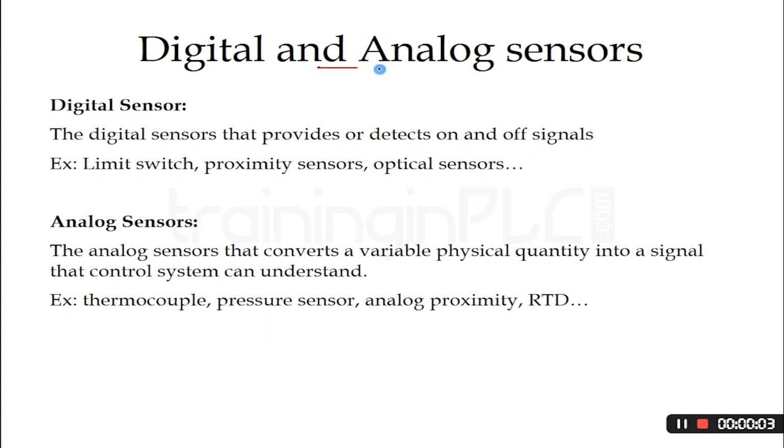Next, let's see digital and analog sensors. Digital sensors are discrete sensors that provide or detect on and off signals. Examples: limit switch, proximity sensors, optical sensors. Analog sensors convert a variable physical quantity into a signal that a control system can understand. Examples: thermocouple, pressure sensor, analog proximity and RTD.